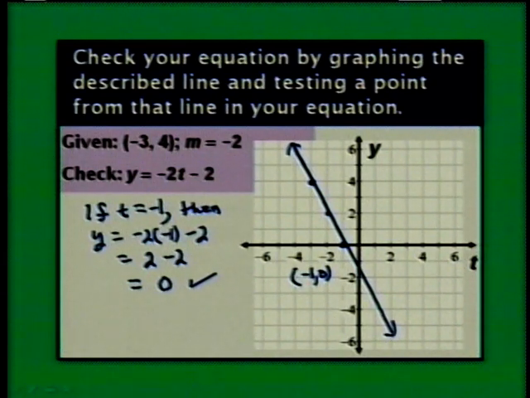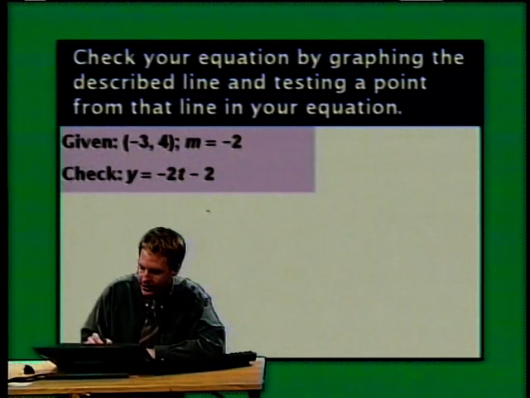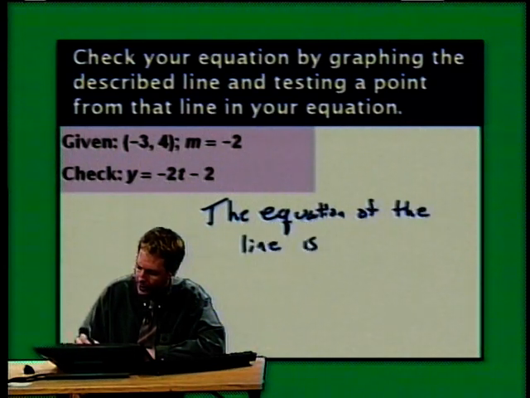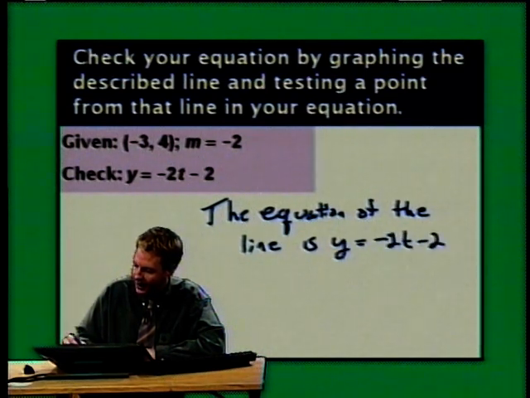Let's write our conclusion. The equation of the line is y equals -2t minus 2.